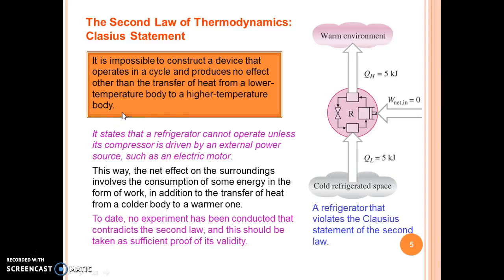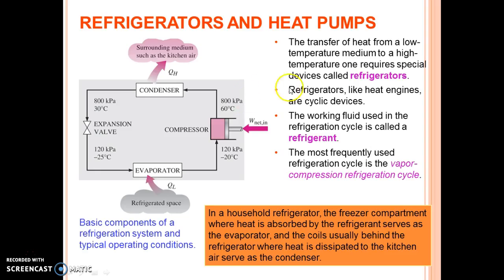It states that in order to transfer heat from a low temperature to a high temperature, we need an external source, or external work has to be done on it. That is, in simple terms, a refrigerator will not operate unless its compressor is driven by an external power source such as an electric motor. Right? Now we go on to a refrigerator and a heat pump.